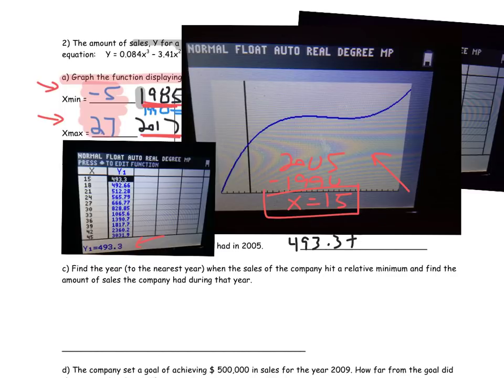So we can either write our answer as 493.3 thousand, or what's probably better mathematically is if we just take 493.3 and multiply it by 1,000, or just move the decimal point 3 places to the right. Here the sales are going to be $493,300.